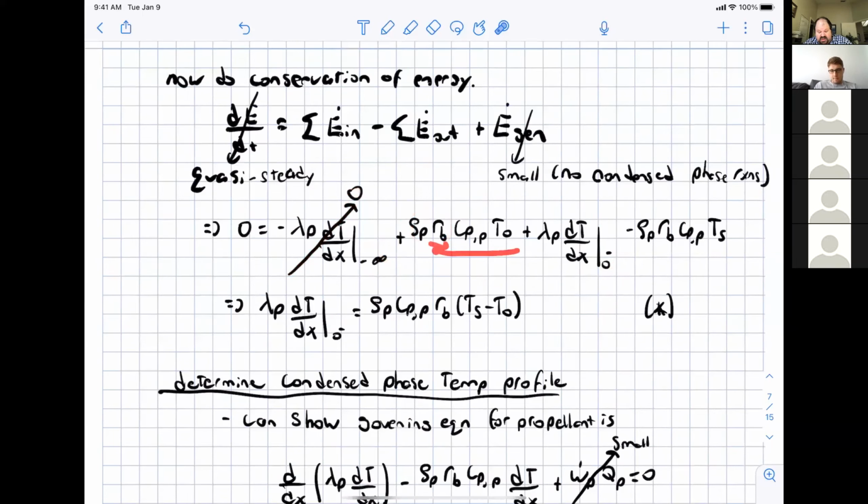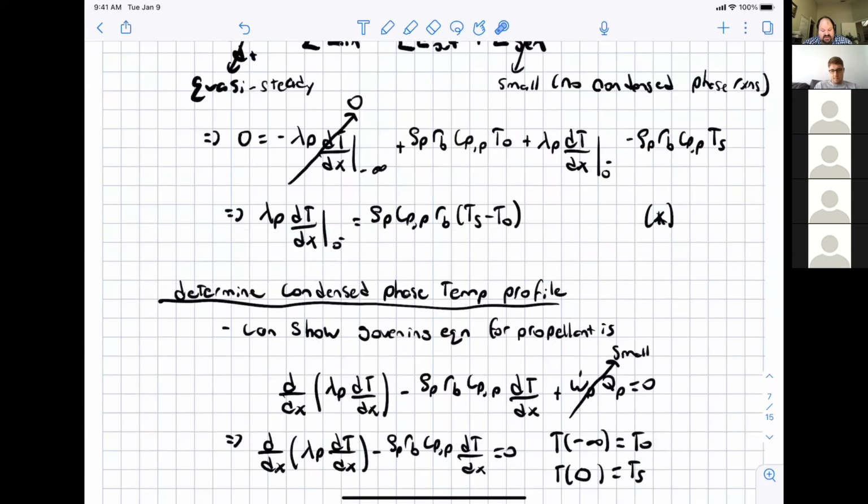So this is just the enthalpy going into the control volume. This is the heat conduction going in from the top, and this is the enthalpy leaving the control volume. And so we just solve for the heat conduction flux, or actually the negative of that, in terms of the surface temperature and the initial temperature of the propellant. Okay, so that's just a fairly straightforward energy balance analysis.